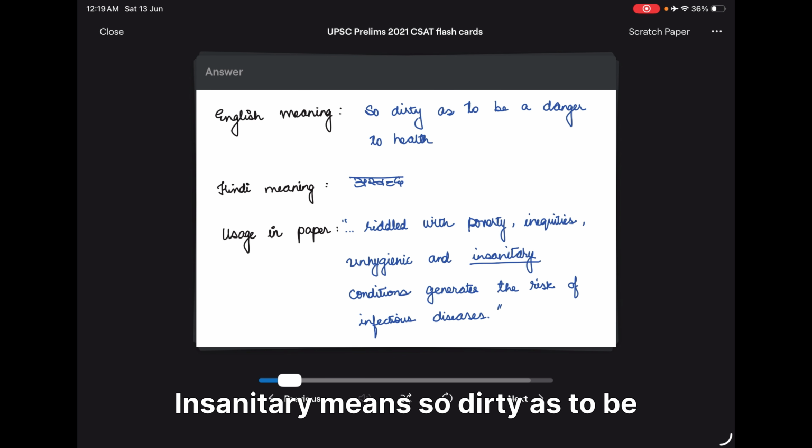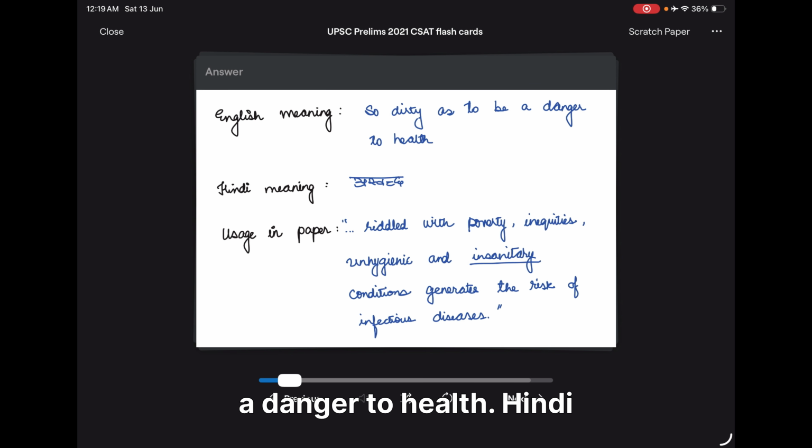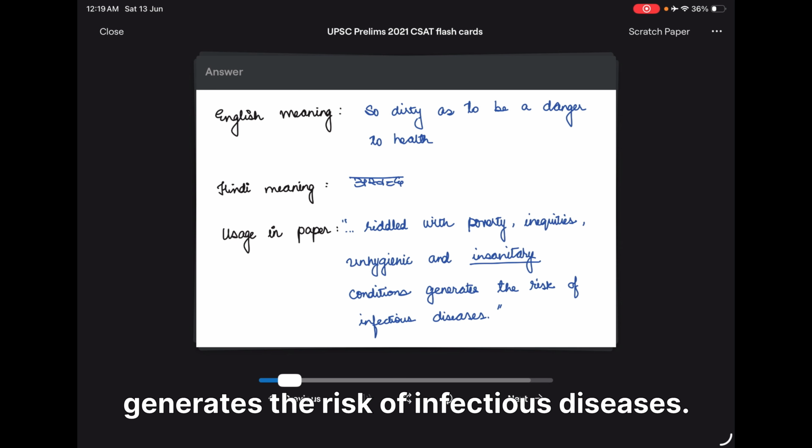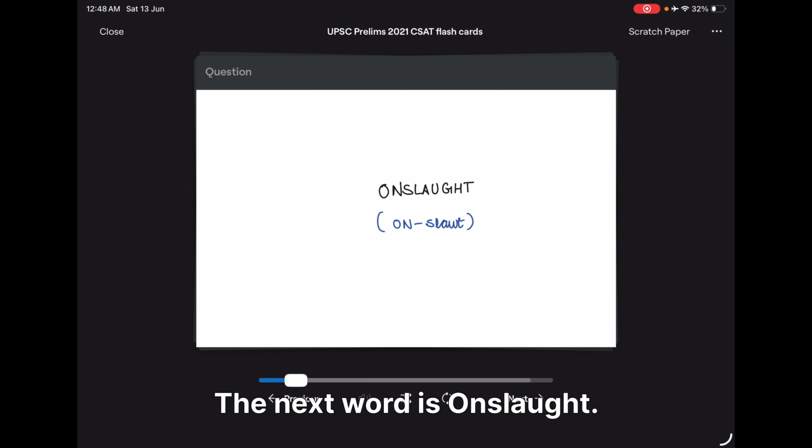Our next word is insanitary. Insanitary means so dirty as to be a danger to health. हिंदी में इसका अर्थ है अस्वच्छ. In the paper it was used as riddled with poverty, inequities, unhygienic and insanitary conditions generates the risk of infectious diseases.